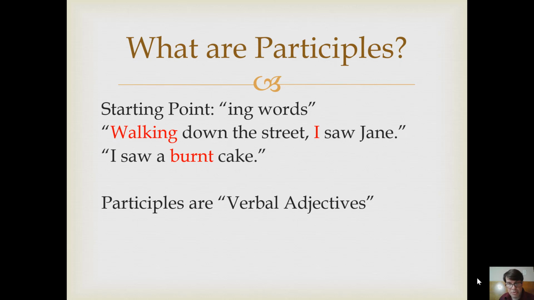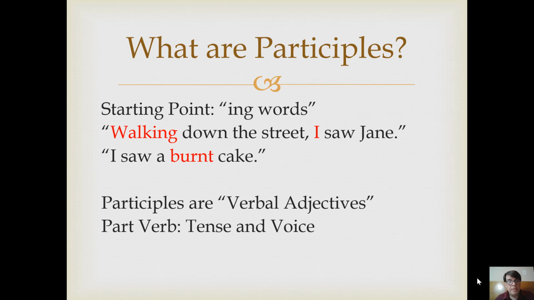I, walking down the street, saw Jane. Or here, cake, a cake having been burnt. What kind of a cake is it? It's a having been burnt cake. And so participles are adjectives of a sort that have a verbal quality to them.